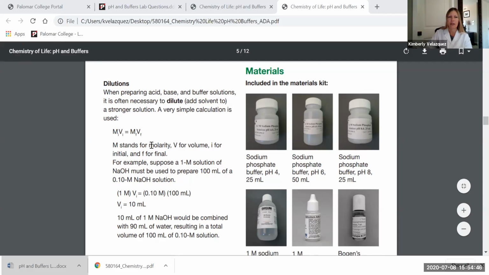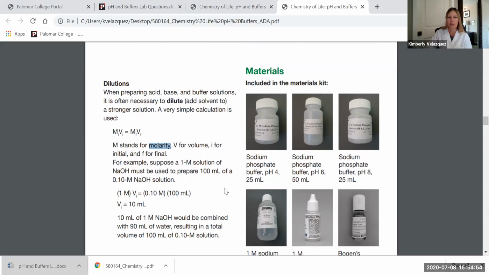This term molarity, if you recall from the properties of water lecture, is how we measure the strength of a solute. So remember, a solution is a solute plus a solvent. That solvent is usually water. In this case, we're going to be diluting acid and base with water to get to a specific strength. And the way we measure that strength is molarity. This calculation is showing you that you can use ratios to determine how much water needs to be added to get a specific strength of solution.